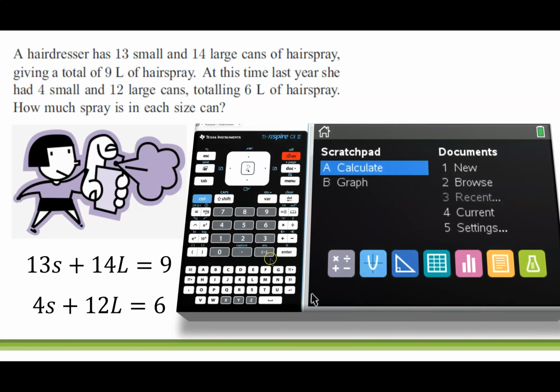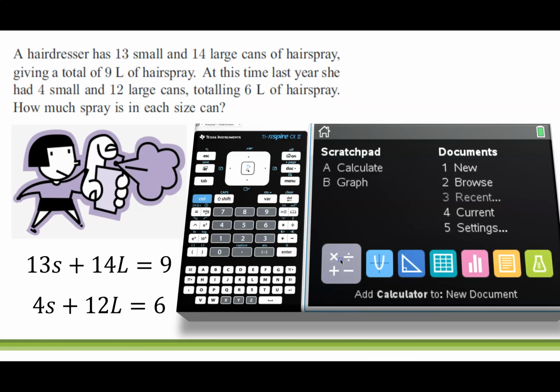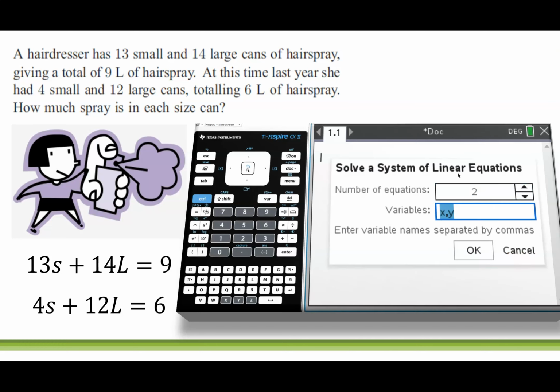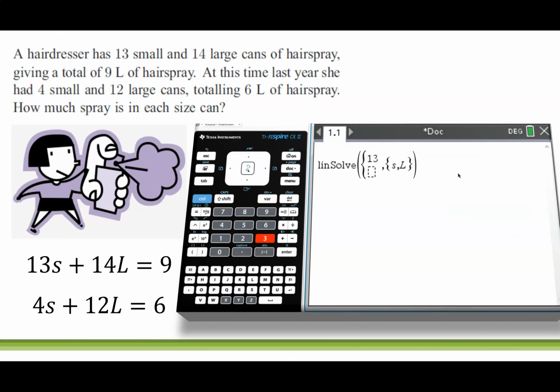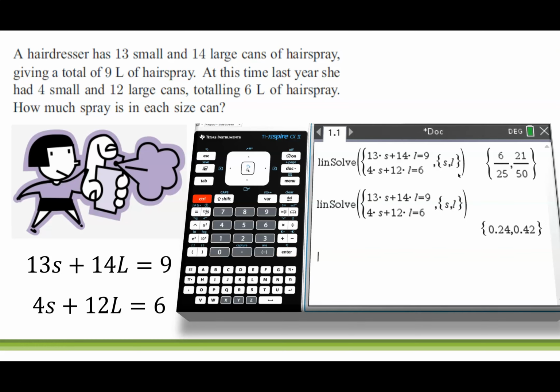Now you may want to stop and do this on your own now, or you can follow my solution. I'm going to say algebra, let's solve some linear equations. I'm going to change this to S and L, small s, capital L, and that's what it's expecting. So 13 smalls and 14 large is 9 liters, and 4 smalls and 12 larges is 6 liters. And it will tell me straight away that the small is 6/25, and the large is 21/50.